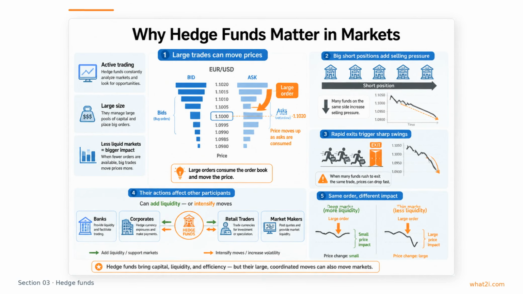Hedge funds matter in markets because they often trade actively, quickly, and in meaningful size. A large order can move price, especially when liquidity is thin and the order book is not deep. If many funds crowd into the same short trade, they can add substantial selling pressure. If they all try to exit at once, the reversal can be violent, creating sharp swings in price and volatility.